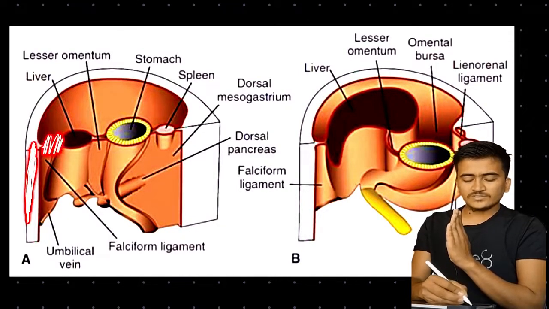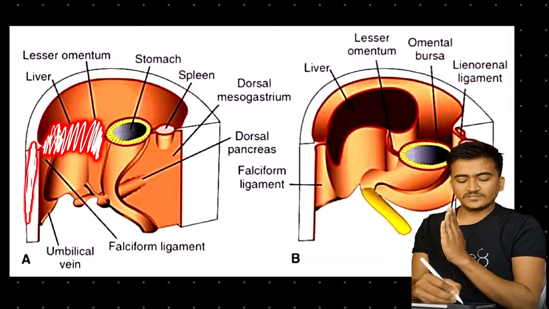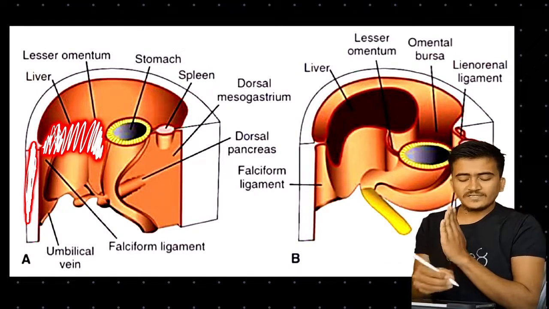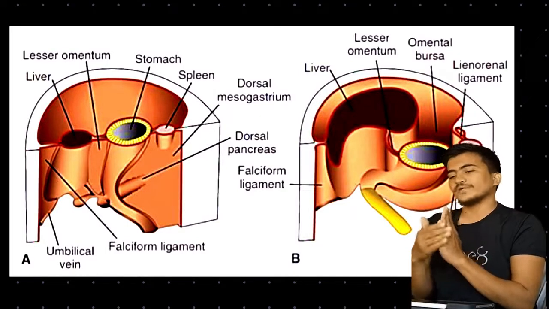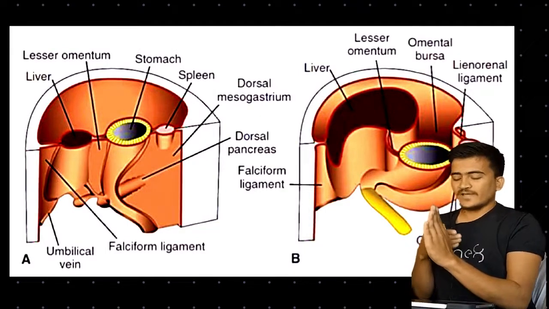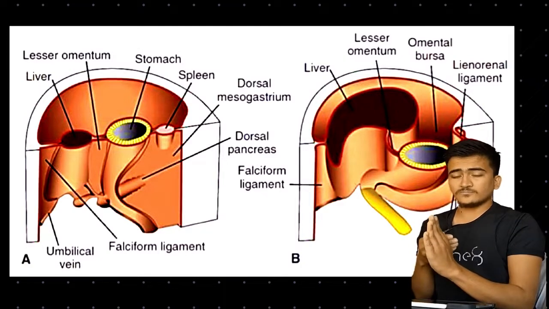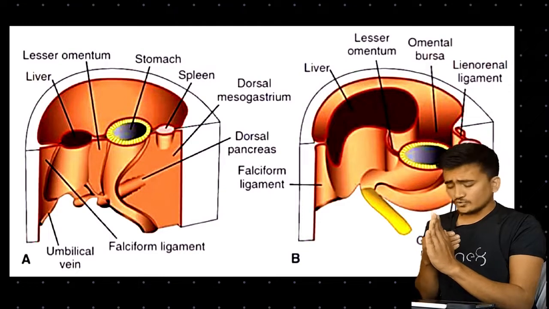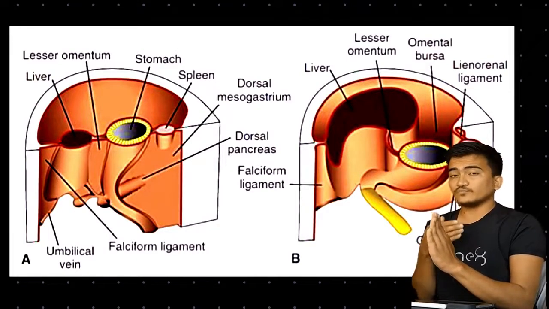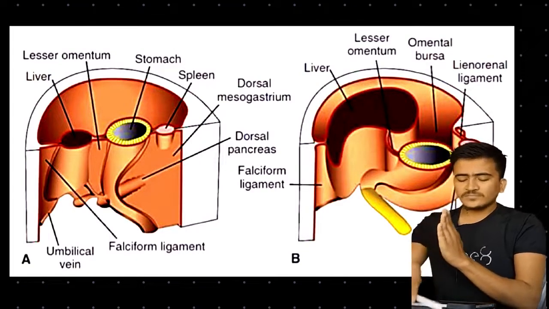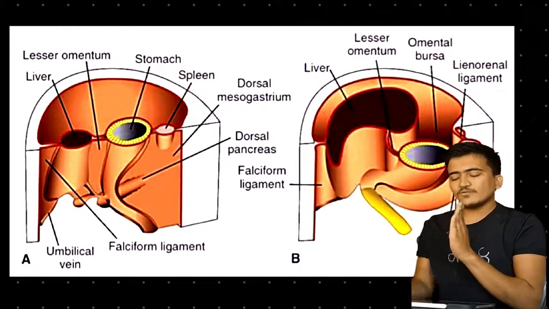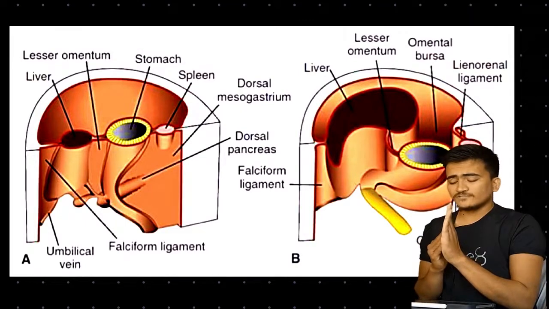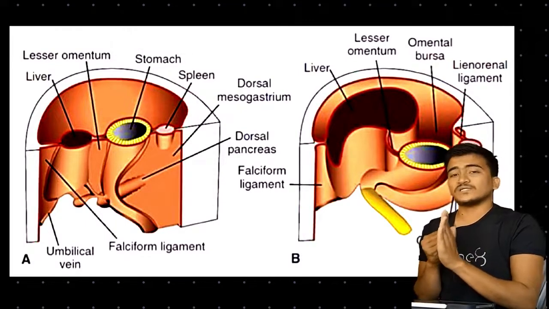And this is all our ventral mesentery. In this ventral mesentery, the liver is developing. Posteriorly we have the greater curvature of the stomach, and posteriorly we have the dorsal mesentery, and in this dorsal mesentery our spleen is developing.